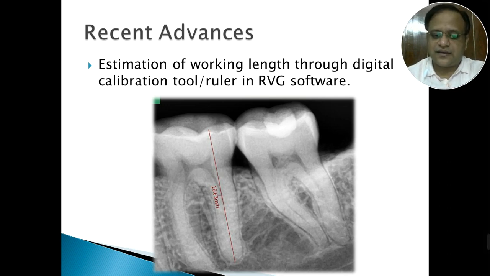on the 2D image of an analog radiograph, what happened is, there were chances that the images were elongated due to the angulation of the X-ray machine. So these are the basic disadvantages of analog radiographs, that some shortening or some elongation of the radiograph can happen. Yes, we all know that this can happen, and this might lead to overestimation or underestimation of working length.